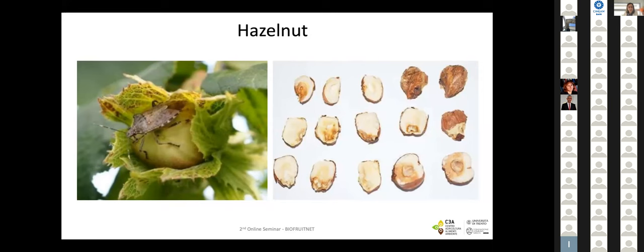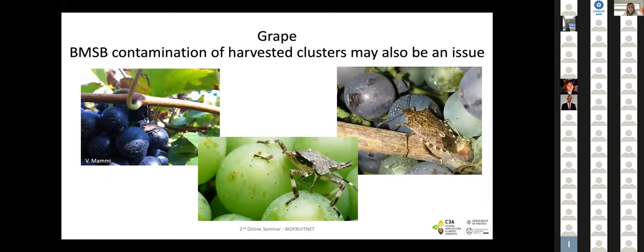And this was counted with a lot of losses in the market too. And even when the direct damage of the feeding is not an issue, the alteration of the taste can be. For example, in grape, sometimes stink bugs hide inside the cluster, and when the berries are processed, the taste of the wine, even after the fermentation process, is altered.